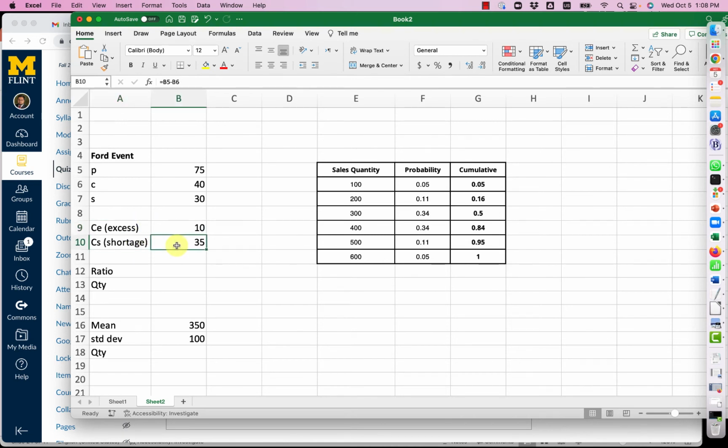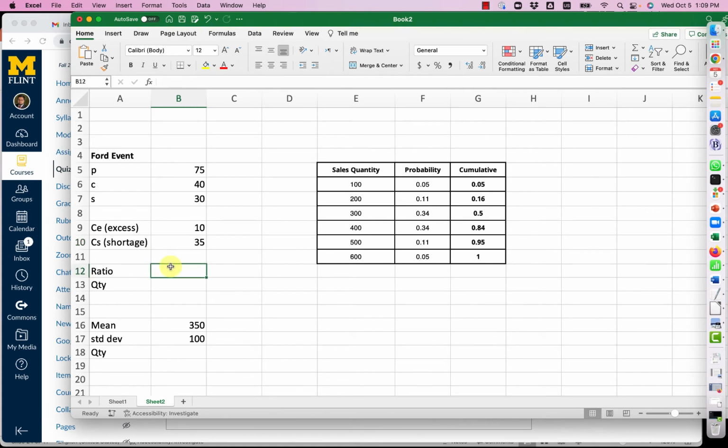Now, cost of shortage, if I have one less car than I needed, well, if you had one less car than you need, then you sold one less car. So what is the loss of not selling a car? You sell for 75, you buy for 40, you make $35 profit on a car. You lost that profit because you didn't have that one car in stock. So the cost of a shortage is $35.